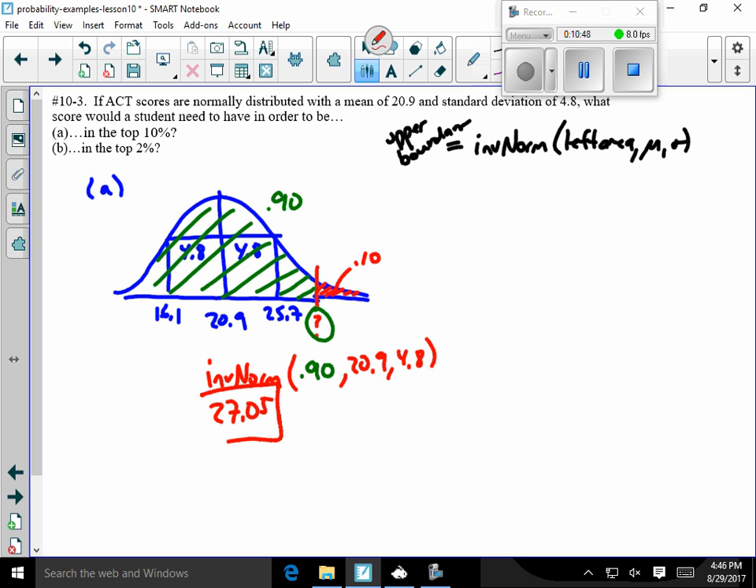27.05. Okay, so in other words, if I wanted to be in the top 10%, my HCT score would have to be a 27. I'd have to have a 27 to be in the top 10%. All right, and for part B, we're going to do something very similar, right?